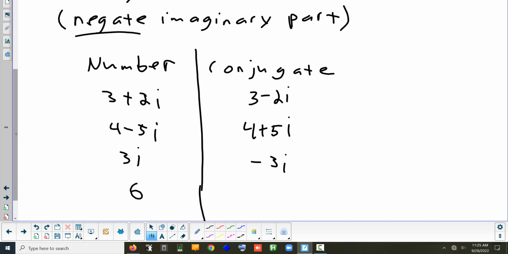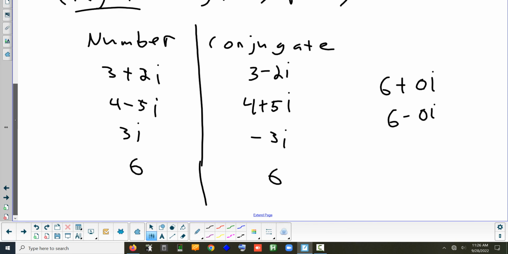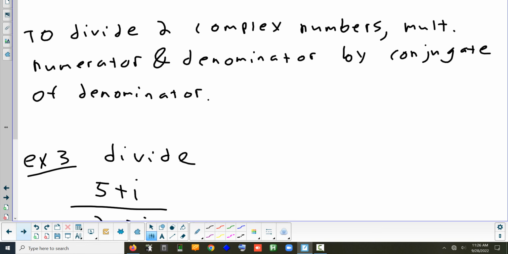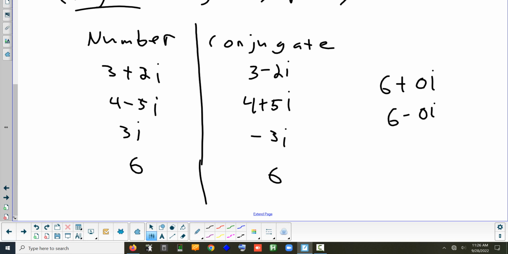And how about 6? Just 6. Because when you change the imaginary part of the number 6, think of it like this. You started with 6 plus 0i. The conjugate is 6 minus 0i. Well, that's the same thing. 6. So any questions on how to find conjugates? Once we know how to find a conjugate, then we can do the last thing that's review, which is division. Why was 6 the same? Because the conjugate would be 6 minus 0i, which is the same as 6 plus 0i.